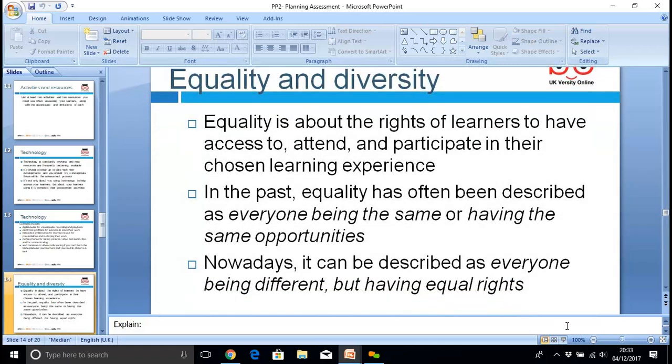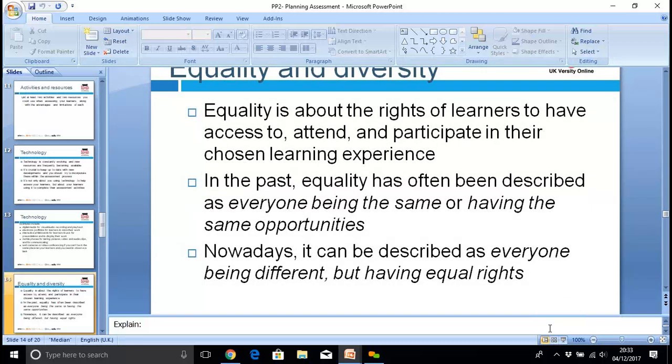Equality is about the rights of learners who have access to attend and participate in the children's learning experience. In the past, equality has often been described as everyone being the same or having the same opportunities. Nowadays, it can often be described as everyone being different but having equal rights. It's a moot point, really.